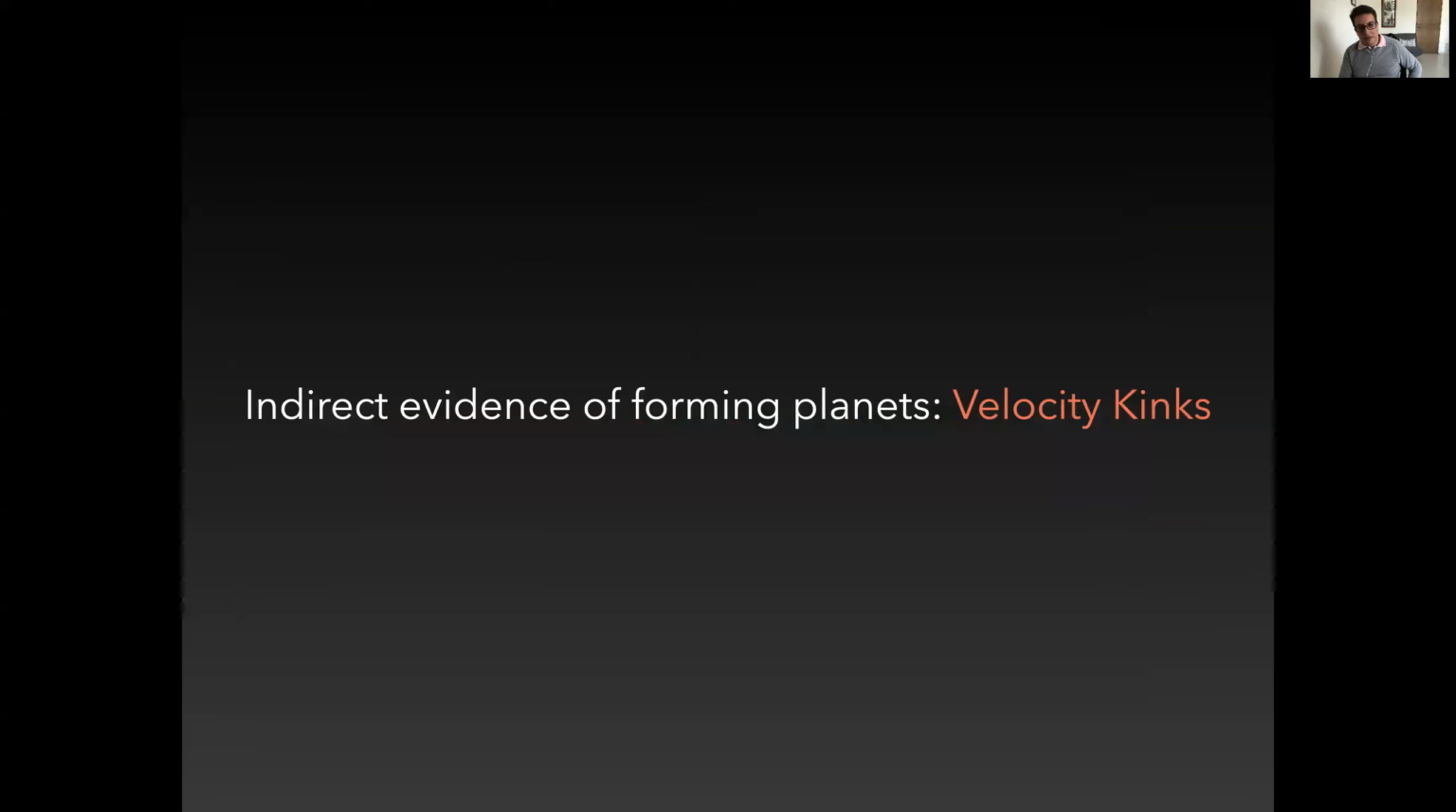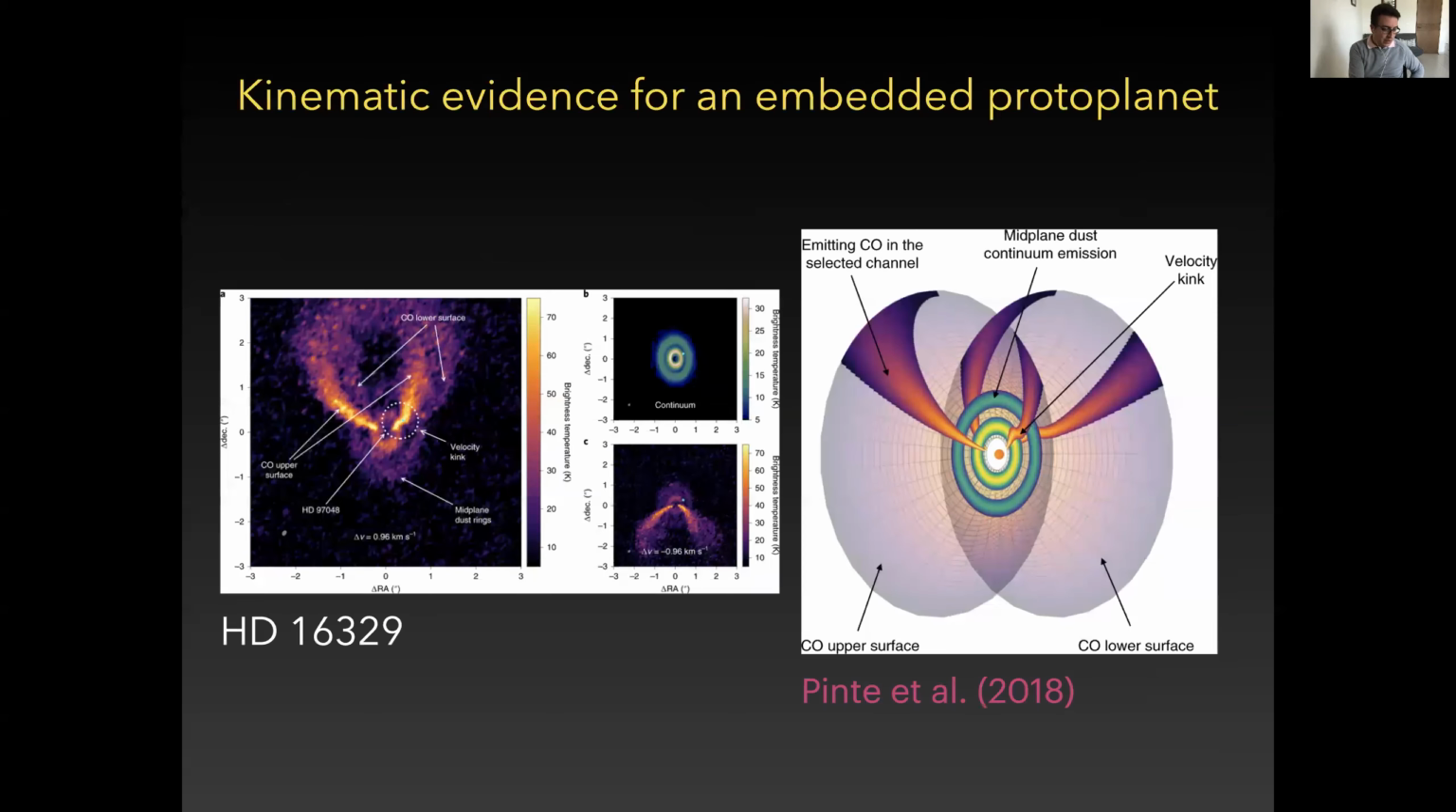Another evidence that we have for forming planets are the velocity kinks. If you go and see the velocity fields of the disks, in this kind of emission from the CO or other molecules, you can actually start to see one of the different things that you probably expect when you have planets forming, or when you really don't have planets forming. And here, what I show you is one observation of these disks, the CO emission from the disks.